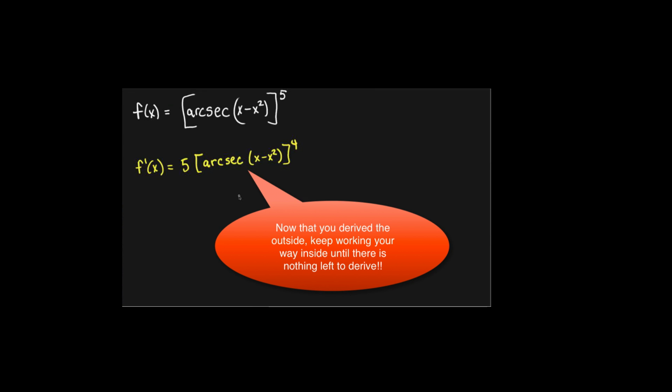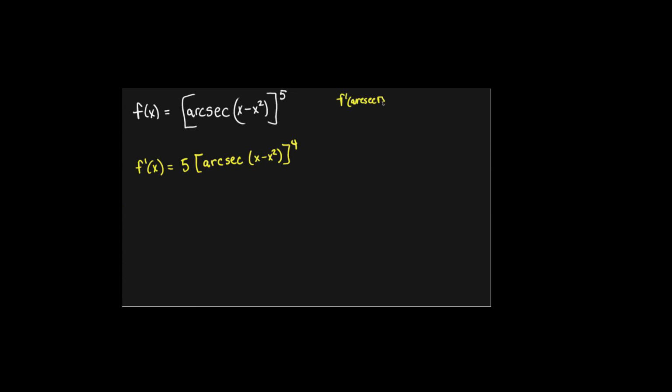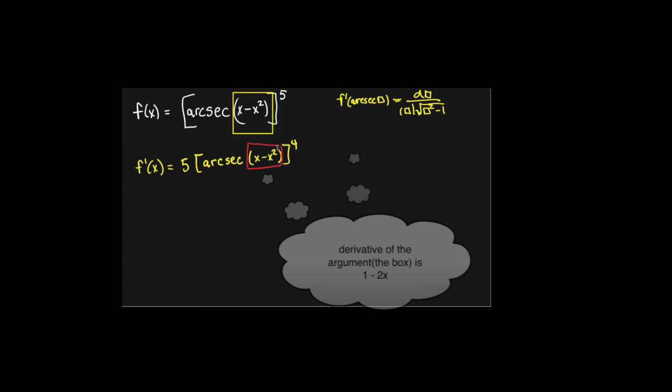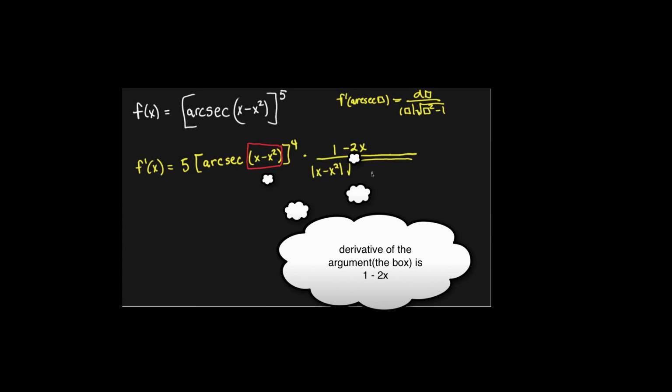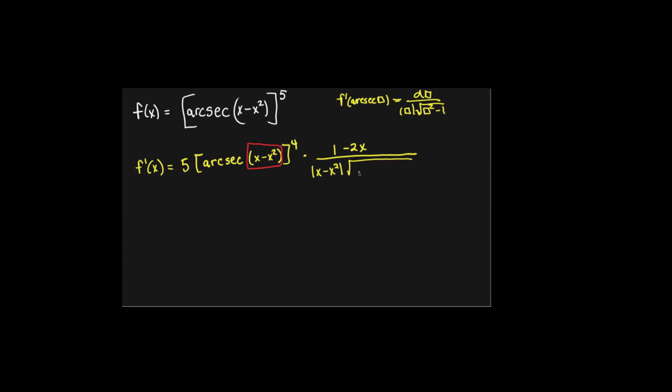So for the derivative of the inside, what's the derivative of arc secant? D box over the absolute value of box, times the square root of box squared minus 1. Okay, so what's our box? It's x minus x squared. So we get 1 minus 2x over the absolute value of the box, x minus x squared, times the square root of x minus x squared, squared, minus 1. That's the derivative. Do we have to simplify? No, you can't really do much here.